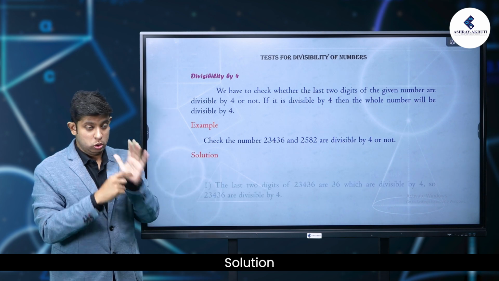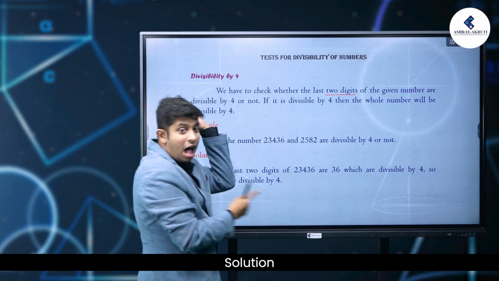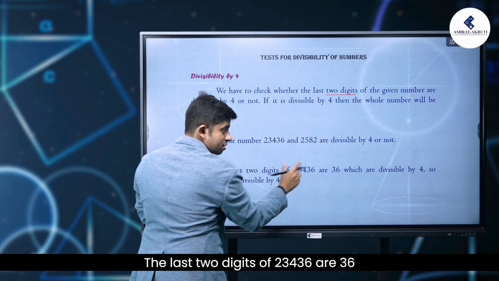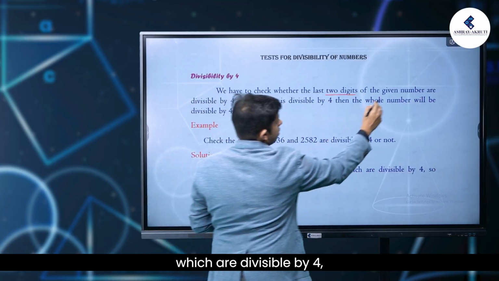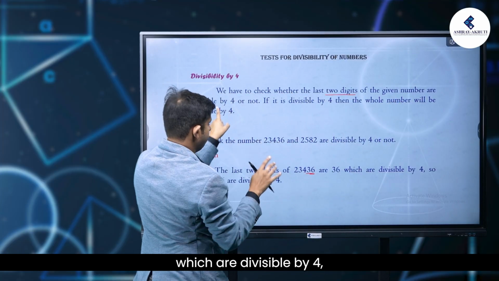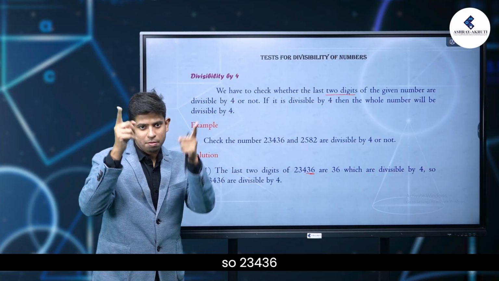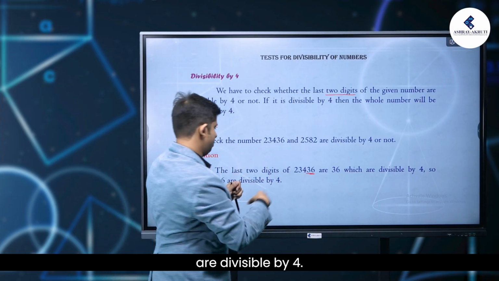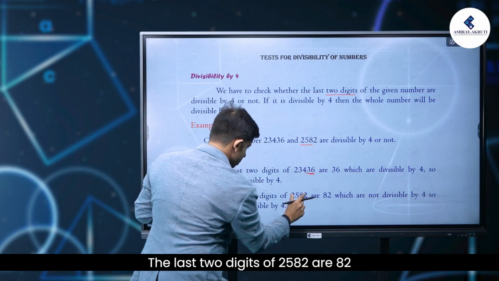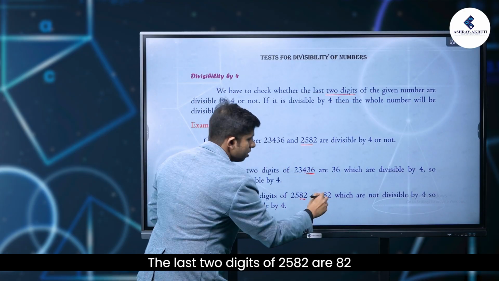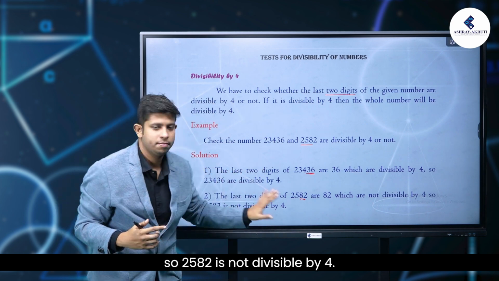Solution. The last two digits of 23436 are 36, which are divisible by 4. So, 23436 is divisible by 4. The last two digits of 2582 are 82, which are not divisible by 4. So, 2582 is not divisible by 4.